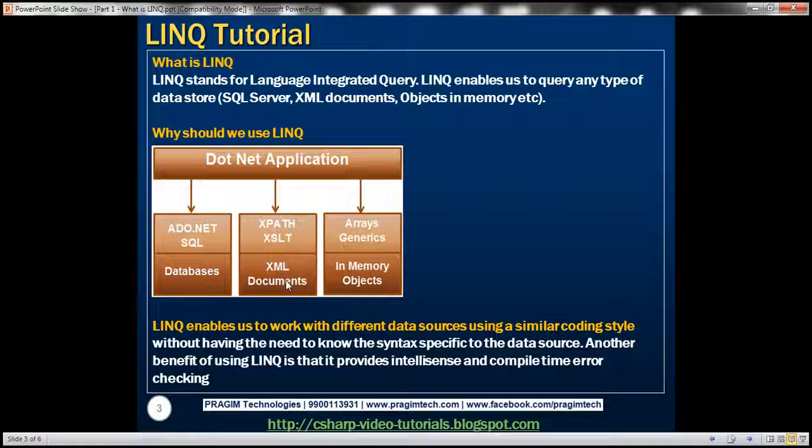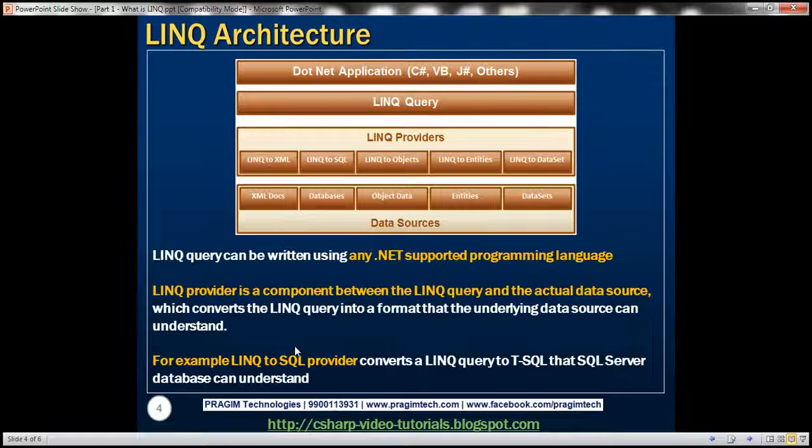Similarly, to be able to retrieve data from an XML document, the developer has to understand XPath and XSLT, and to be able to fetch data from in-memory objects, the developer has to know how arrays and generics work. LINQ enables us to work with these different data sources using a similar programming style without having the need to know the syntax and the technologies that are specific to the underlying data source. And another benefit of using LINQ is that it provides IntelliSense and compile time error checking as well. We'll discuss an example of that in just a bit, but before that, let's look at the architecture of LINQ.